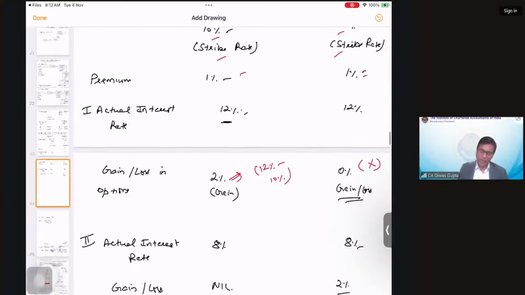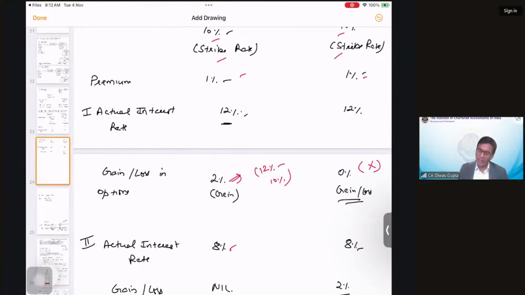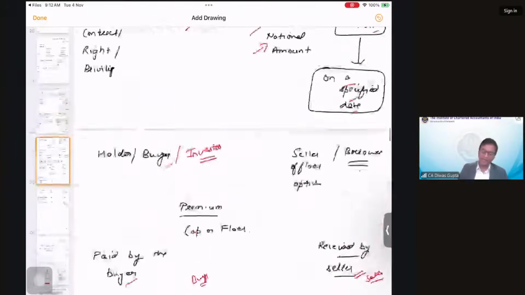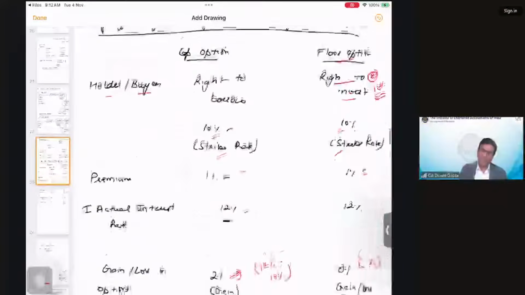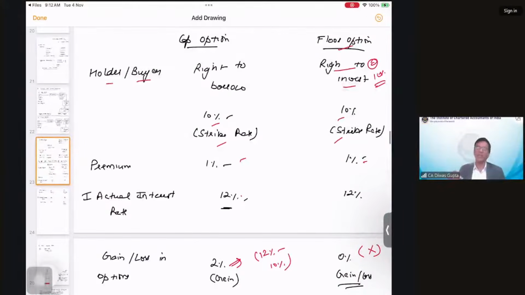Clear? The actual interest rate, let's say, comes to 8% and 8%. In such a situation, what will happen? From a right to borrow perspective, which is at the rate of 10%, do you feel the person will borrow at 10% if in the open market that person can get at 8%? The answer is no. So there is no gain, no loss here.